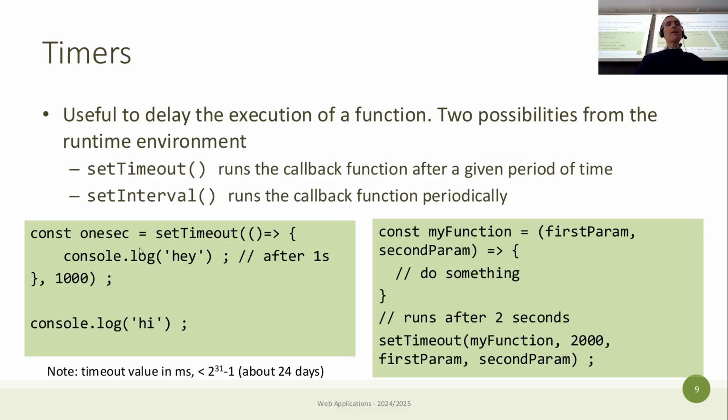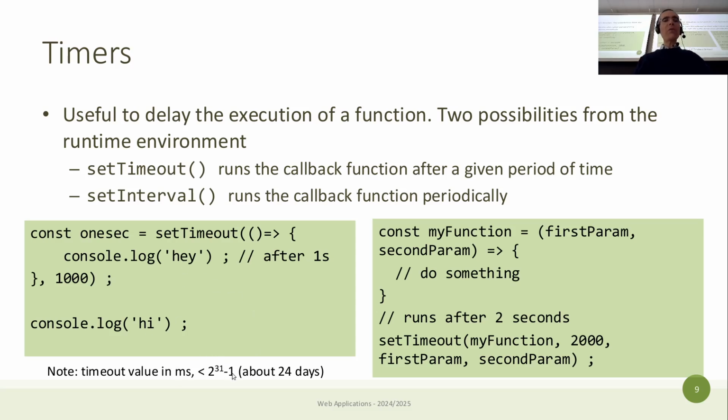Okay, so that's the example that we saw before, basically, right? There's a set timeout that takes a function and does a console log after 100 milliseconds. So what gets printed here is hi and then hey, not vice versa.